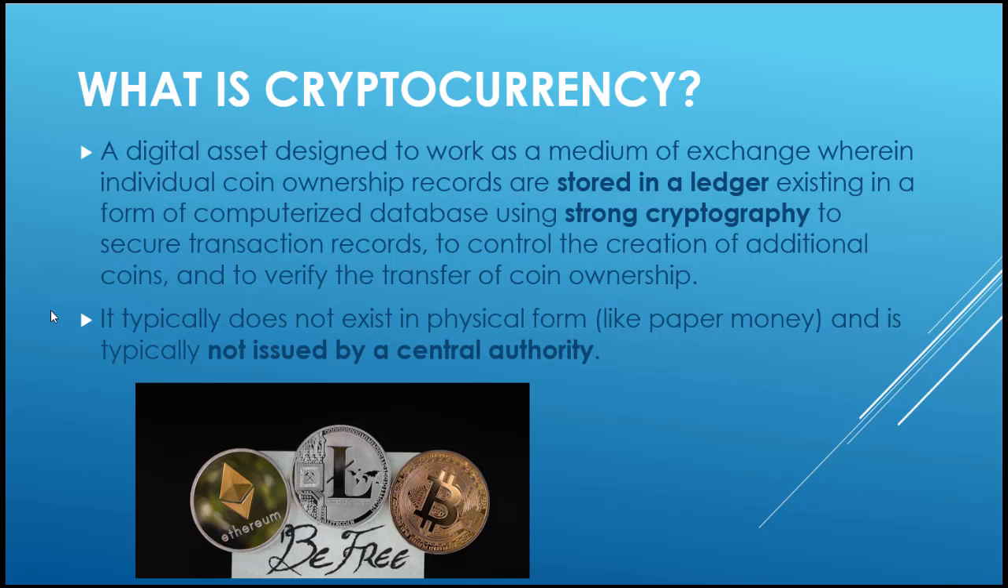Wherein individual coin ownership, the records are stored in a ledger, okay? We know what a ledger is. It's like a list of records. We use ledgers for accounting, okay? So those records are stored in a ledger. Where is that ledger? It exists in the form of a computerized database, okay? So it's on a computer, but not just one computer.